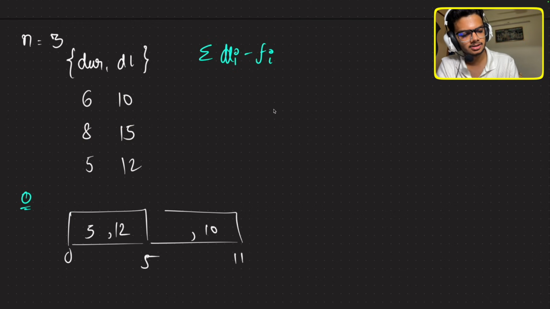So this was 5, 12. This was 6, 10. And then the last task is remaining, which will be 8, right? So 11 to 19. So 8 was the duration and 15 was the deadline.